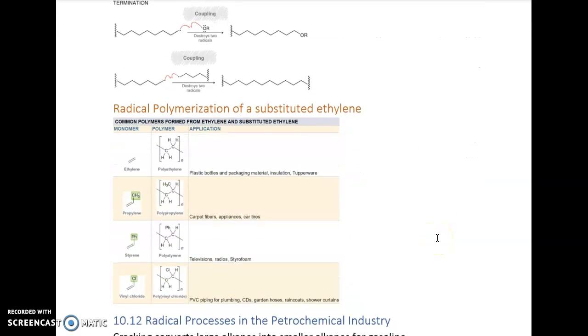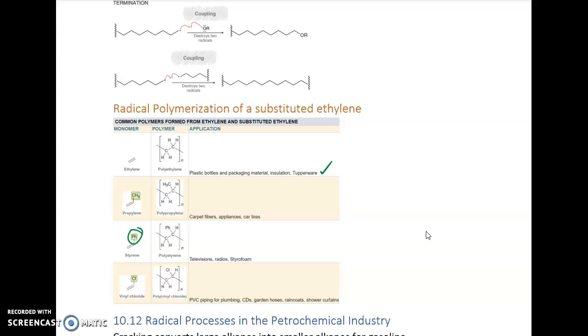So if we do a polymerization of a substituted ethylene, we get, just for ethylene, we get plastic bottles, packaging material, insulation, and Tupperware. Propylethylene will give us polypropylene, which is carpet fibers, appliances, car tires. If we add a phenol group on there, we can get polystyrene, and we can make televisions, radios, and styrofoam.